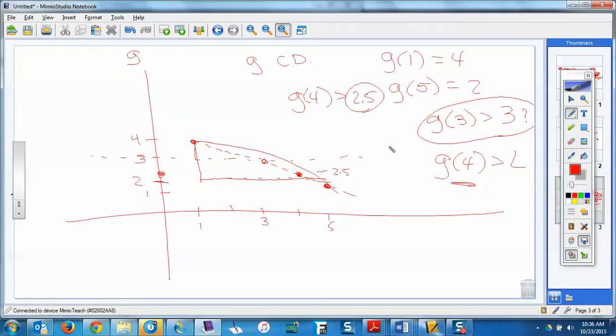Find a number L. This is just mathematical language, so they're trying to run a lot of this at you to get you to interpret it. Find a number L such that G of 4 is greater than L. Since this graph curves up over the line here, G of 4 has to be greater than 2.5, which means it has to be greater than any number less than 2.5 as well. All right, so, interesting question. What else?